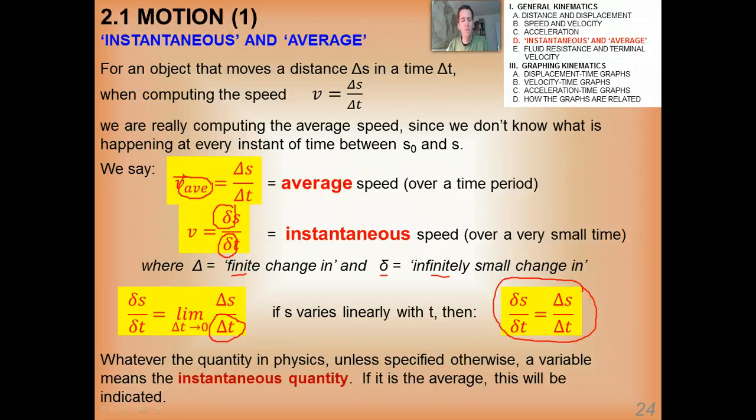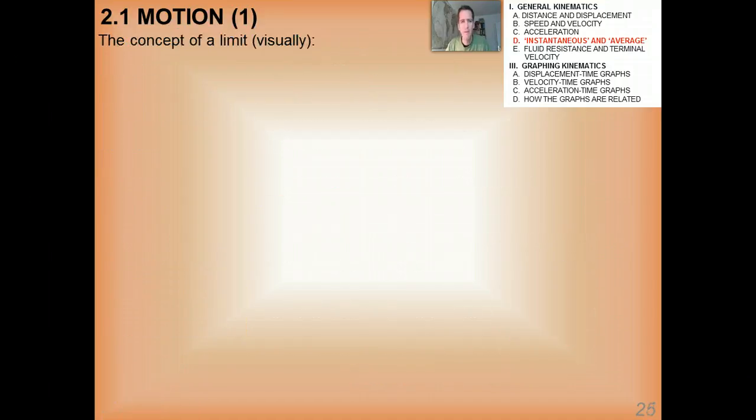Now, whatever the quantity in physics, unless we specify otherwise, a variable means the instantaneous quantity. If it's the average, it will also be indicated. So therefore, if you see v, if I ask you to find v, or if you're using an equation with v, that is the instantaneous speed. Okay. If it's average, I will always say v average, or sometimes you'll see a bar over the top. Okay. All right.